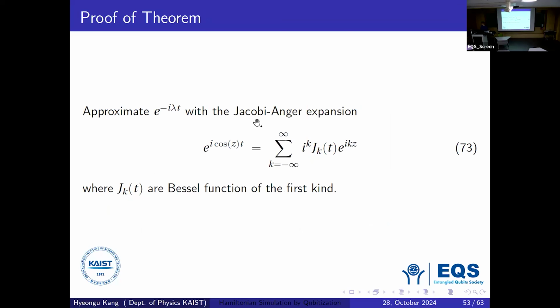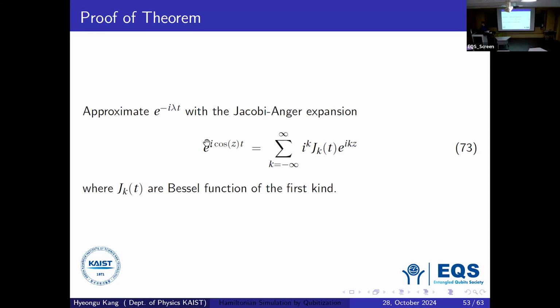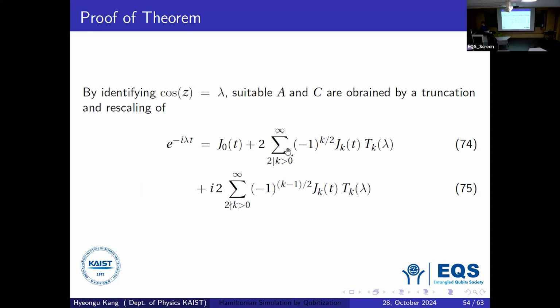So there's an expansion called the Jacobi-Anger expansion. So we can approximate this one into this one, where J_k(T) is a Bessel function of the first kind. And we identify cosine zeta as lambda. Then we can separate this into two terms. Note that there's a Chebyshev polynomial here. And we can express this one will go to be the A, and this one will be the part of C.